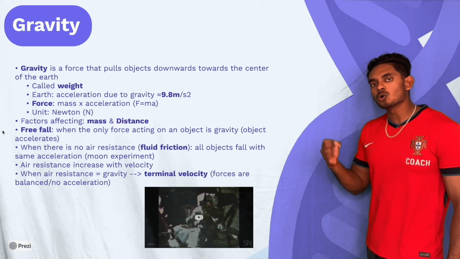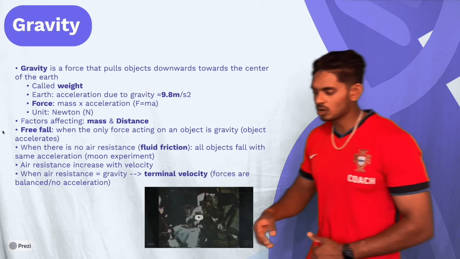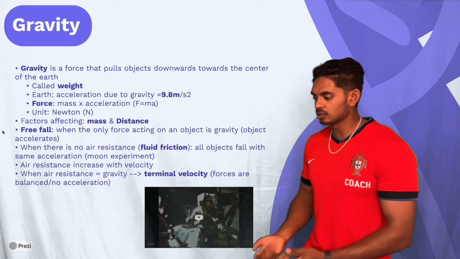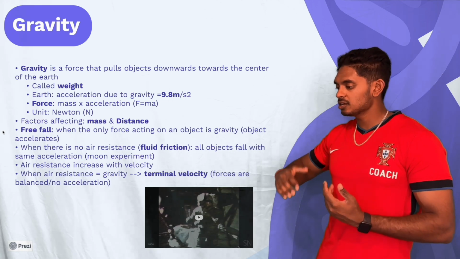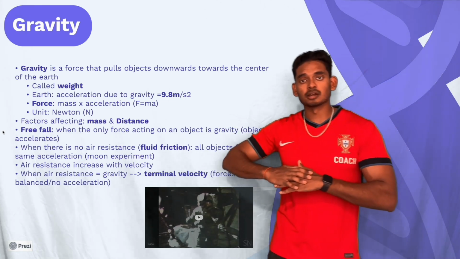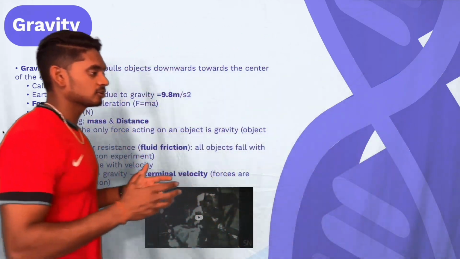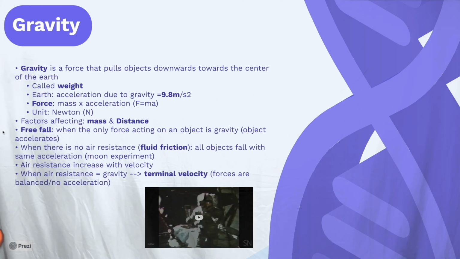Now on Earth, there's always friction, no matter what. So you walk in here, you're resisting gravity, you're also resisting air. You're falling from the sky, you're resisting by also air. If something falls in a vacuum space where there is no air, the only force acting on it is gravity. When there's no resistance, it's called fluid friction.